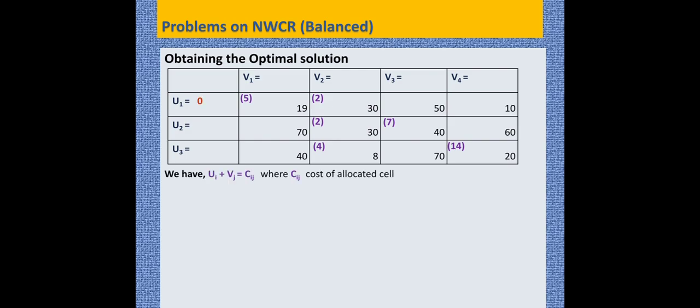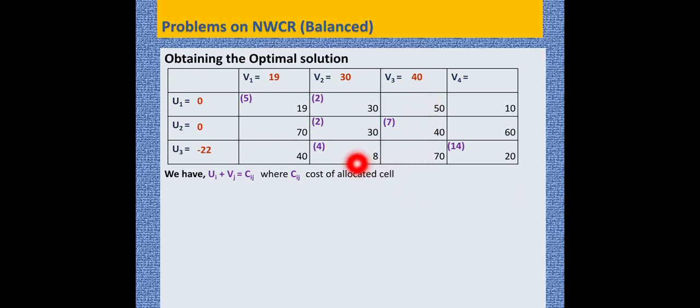So I assume u1 is equal to 0. So v1 will become 19, because u1 plus v1 is equal to 19, 0 plus v1 is equal to 19, so 19 only. Similarly, v2 will be 30 here. Now u2 plus v2 will be 0. Similarly, it will become 40 here because 0 plus v3 is equal to 40, so v3 will be 40. So u3 will be minus 22.